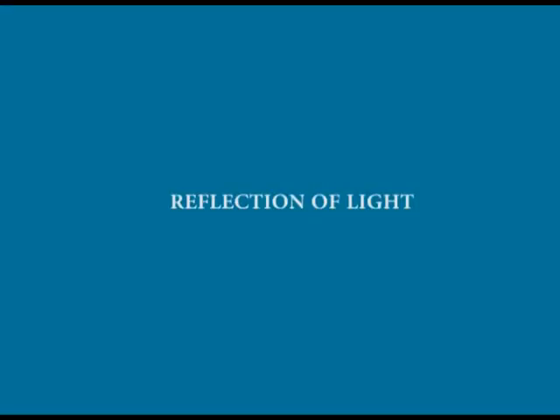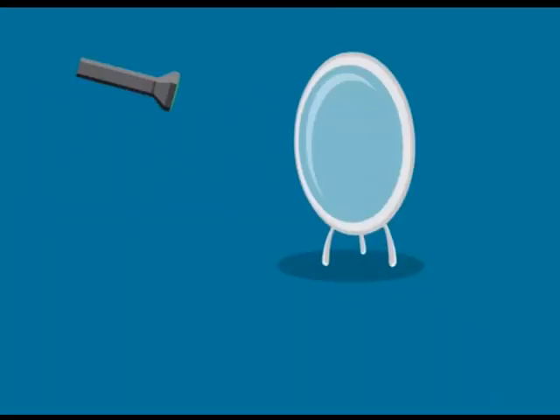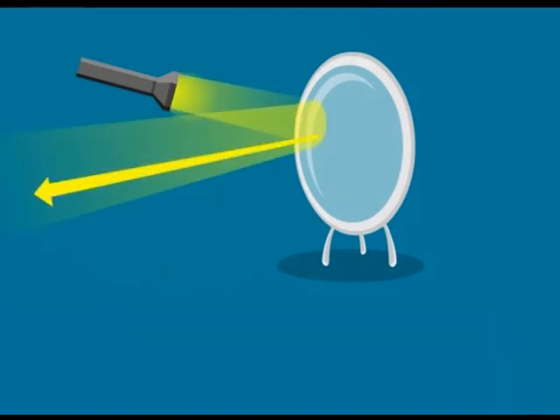Next, we'll look at reflection of light. When light rays strike the boundary of two media such as air and glass, a part of light is turned back into the same medium. This is called reflection of light. A highly polished surface such as a mirror reflects most of the light falling on it.